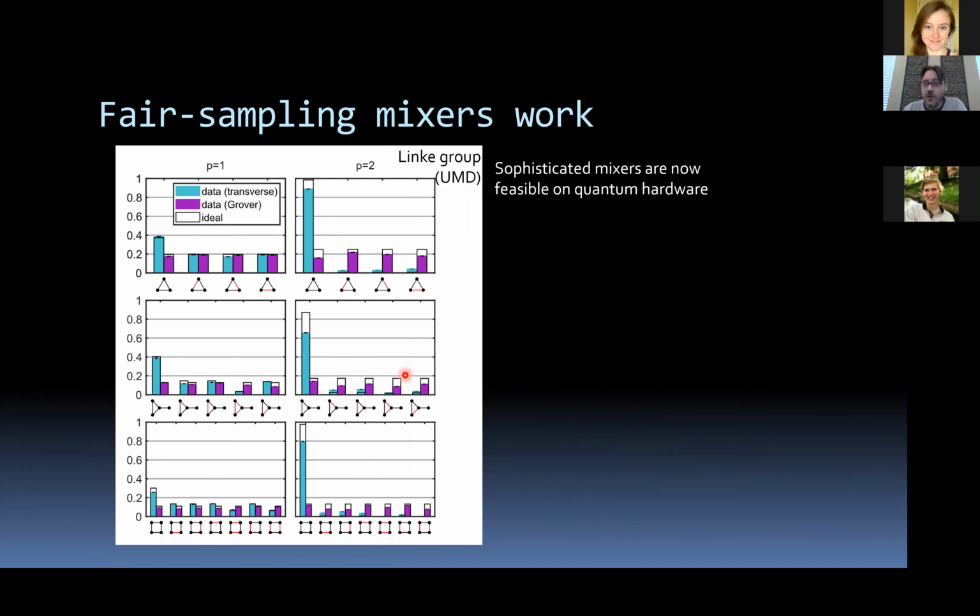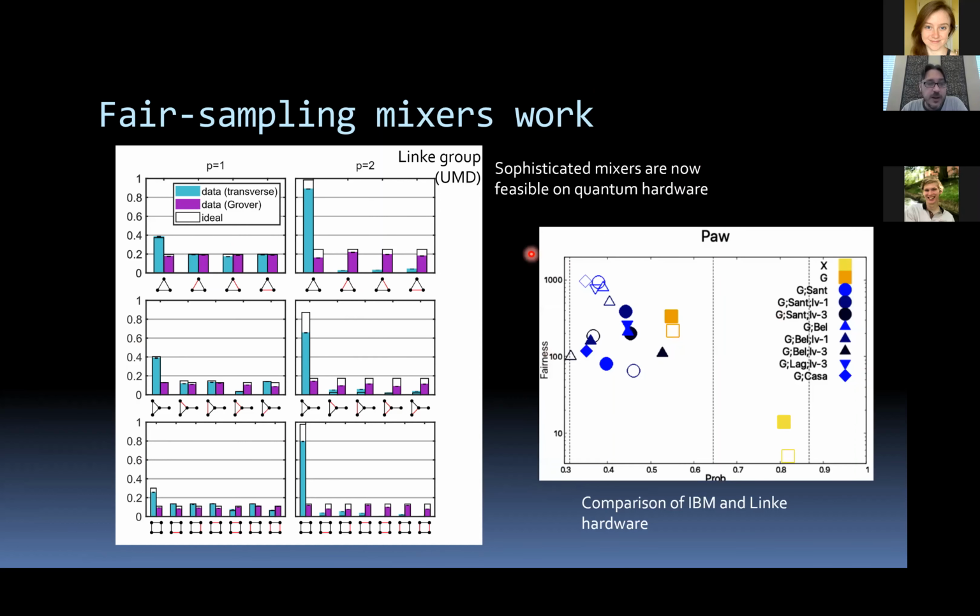And the same thing is true for all these different graphs. We've used not only Norbert's hardware for this, but we've run a variety of things with IBM hardware. So the plot on the right is summarizing some of that. The horizontal axis here is the probability of finding a solution, any solution, of being in the solution space. And the vertical axis is what we call fairness. It's a measure of how uniform we are sampling things. In both cases, higher is better. So the best results would be in the upper right-hand corner of this plot.